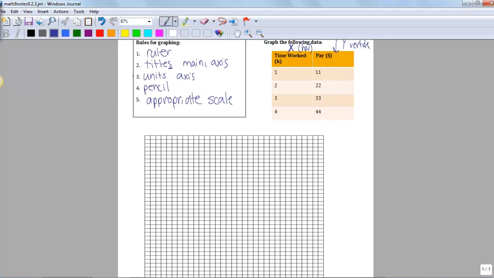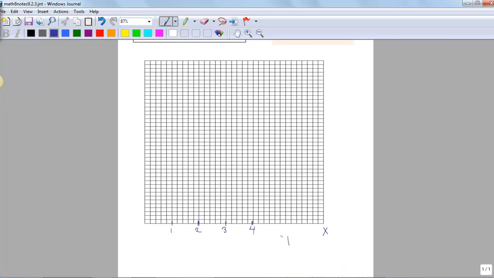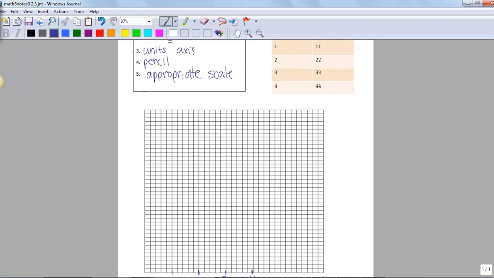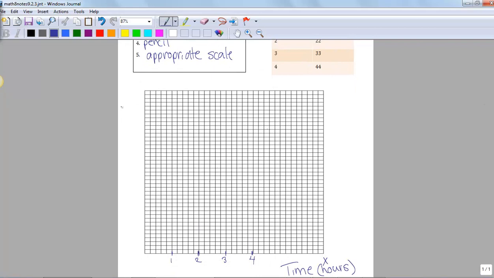Also known as time, right? So there's my title for my x-axis and my units. All those rules apply. So on to the y. The y was hours worked, or money, right? Pay. My units are in dollars. This time I have to get all the way to 44.